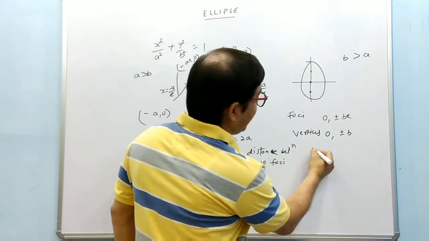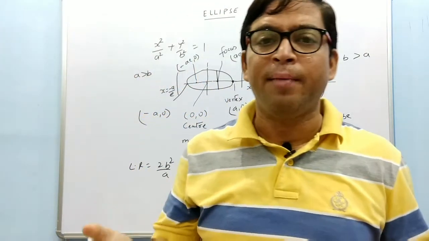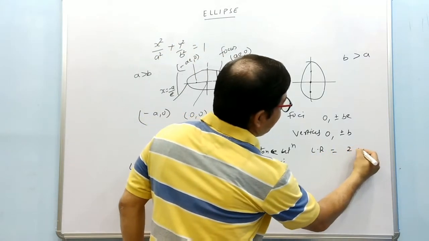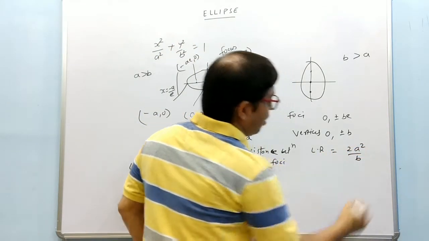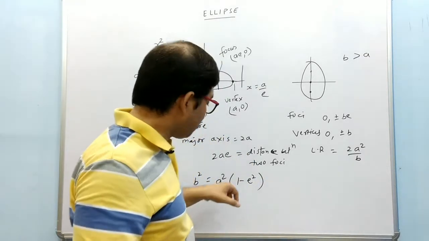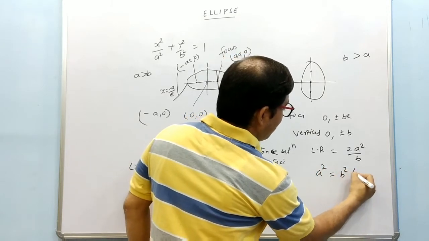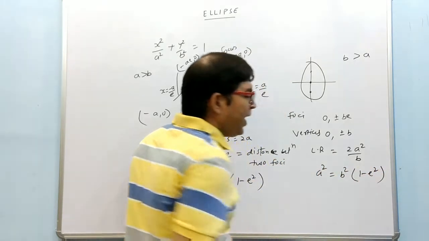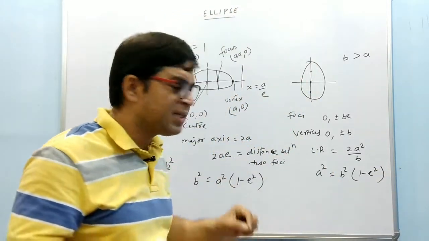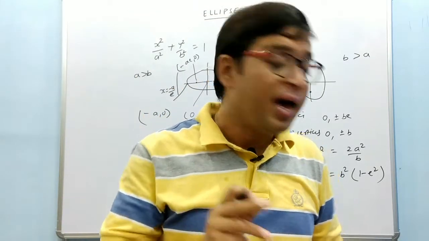Length of latus rectum, you can easily see what I said, a is replaced by b. So it was 2b square by a, so here it will be 2a square by b. What is the relation between a and b? It was b square is equal to a square times (1 minus e square). Here it will be a square is equal to b square times (1 minus e square). Very simple to remember. Just remember the basic things and you will find each and everything of the ellipse.